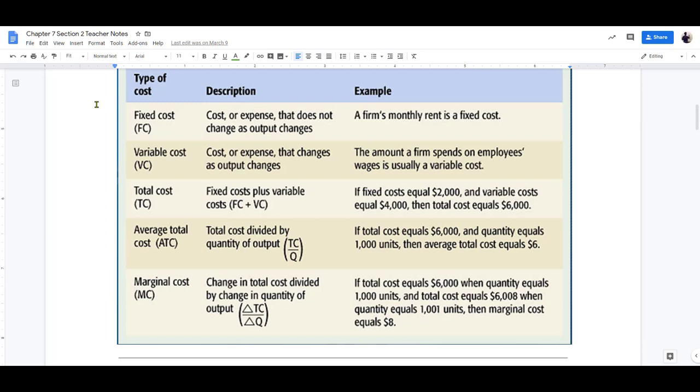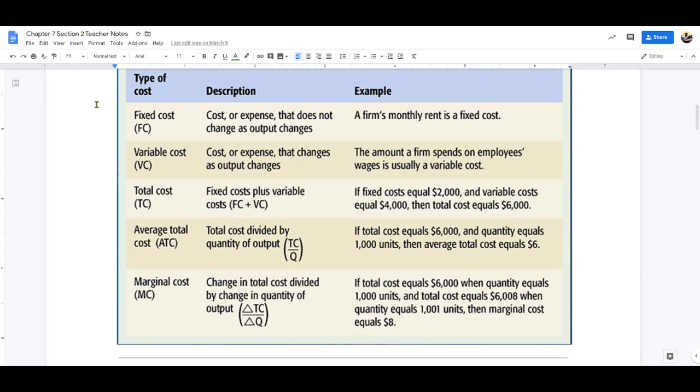Then you've got your average total cost. This is where you take the total cost, which again you find out by adding FC and VC, and then you divide it by the quantity output. So if it's 1,000 units, it's whatever FC plus VC is divided by 1,000. If it's 1 unit, then it's divided by 1.